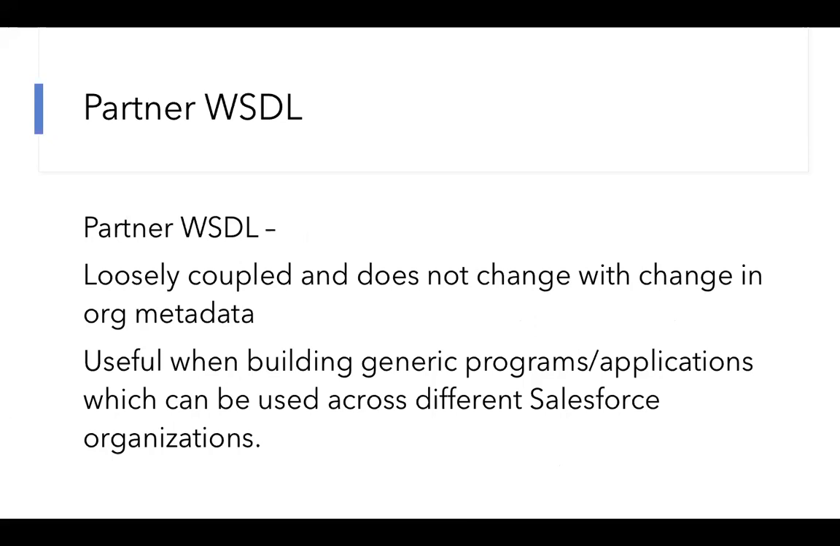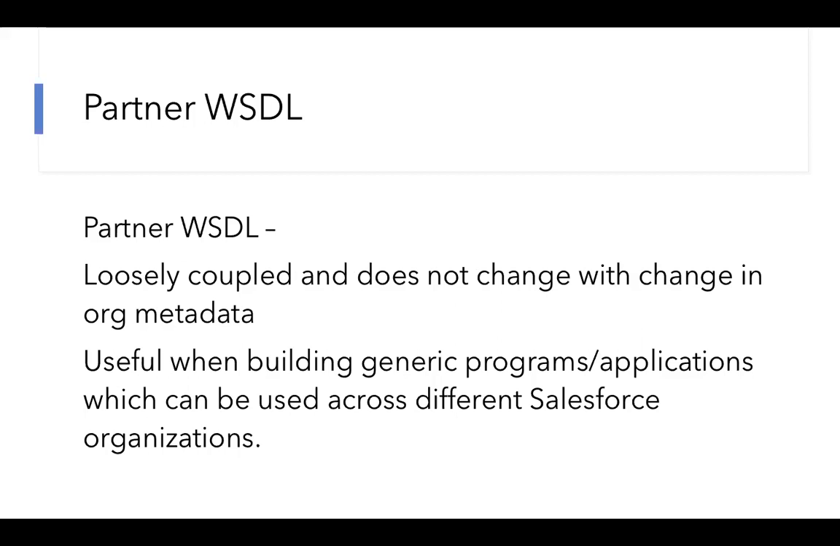When you talk about partner WSDL, it's loosely coupled. But that one was more tightly coupled. You have to regenerate every single time. Anything changes, it's no more valid. Partner WSDL does not change with the change in metadata. So the partner WSDL for your developer edition and my developer edition, or anybody's developer edition or a client edition, would remain the same.